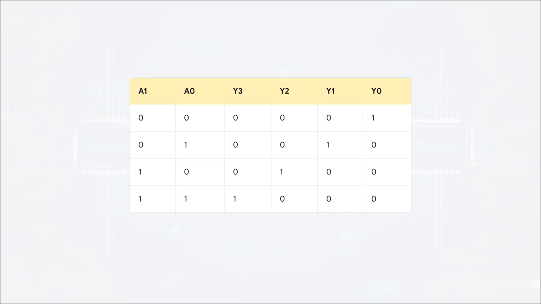Let's actually break down the math with a basic 2 to 4 decoder. So you have two inputs, A1 and A0. Assuming our enable pin is active, those two bits give us 4 possible combinations, right? 00, 01, 10, and 11. Notice how for every single unique input combination, exactly one output line, Y0 through Y3, lights up. A tiny 2-bit input isolates a single exclusive pathway out of 4 options.